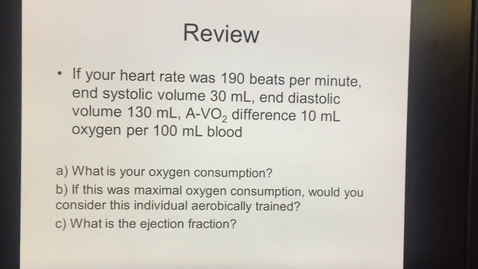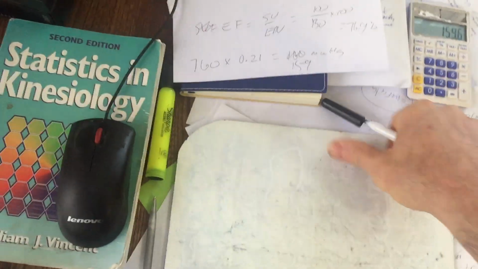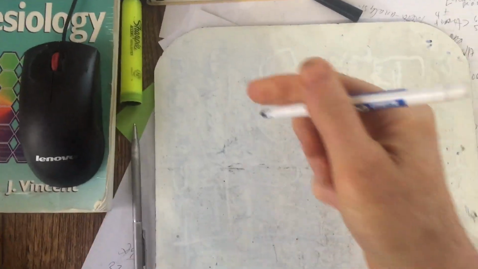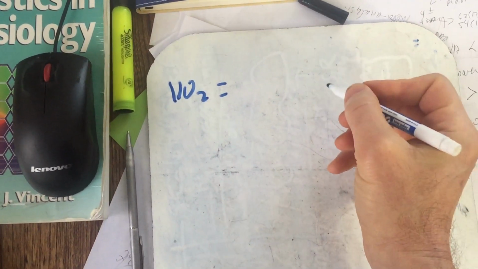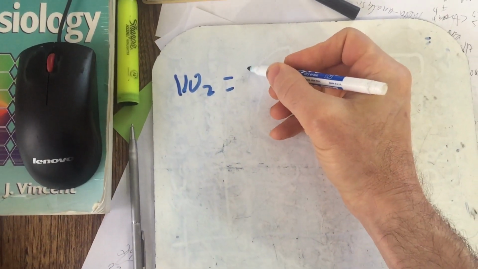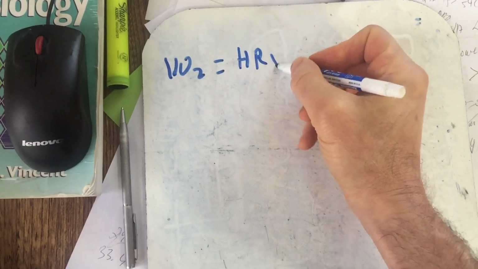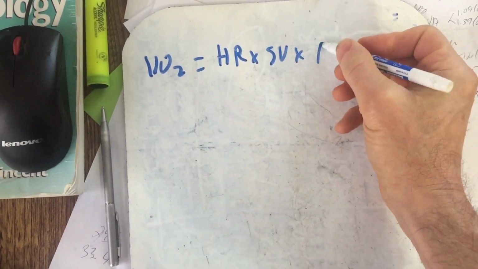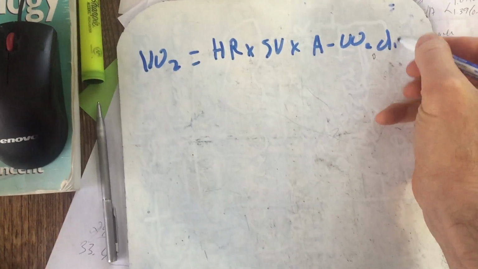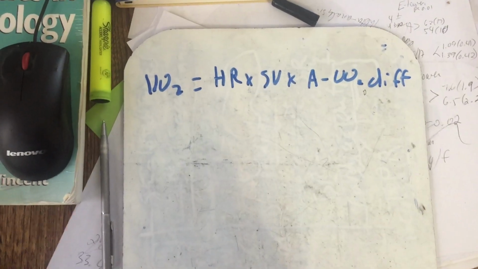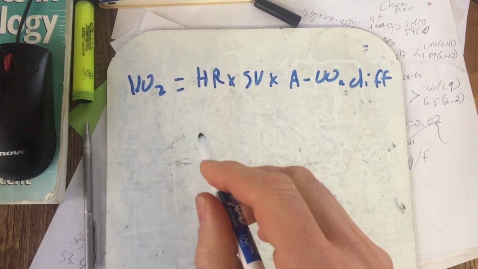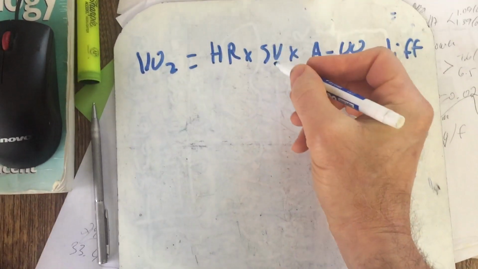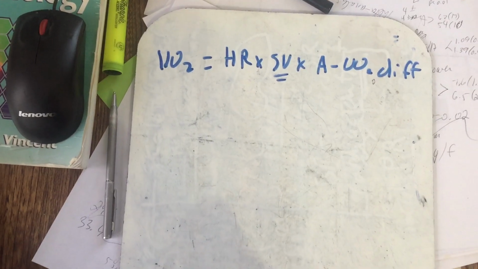So for this question, you need to use an oxygen consumption equation. The equation that you need to use is oxygen consumption equals your cardiac output multiplied by your AVO2 difference. Cardiac output is your heart rate times stroke volume. So that's the equation you need to use to solve this problem. In the question, I've given you your heart rate and your AVO2 difference. So all you really have to do is find your stroke volume.